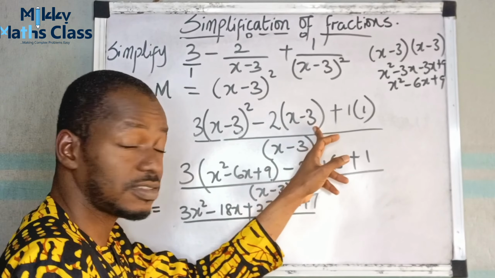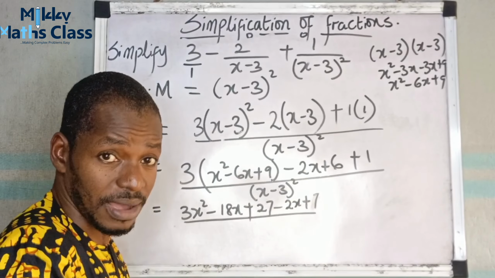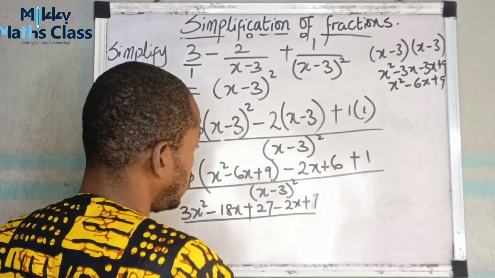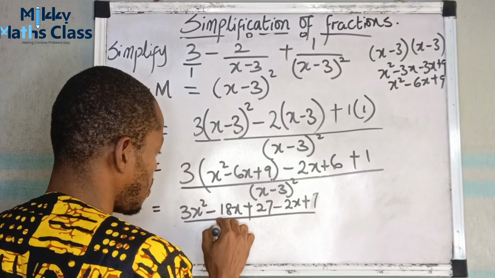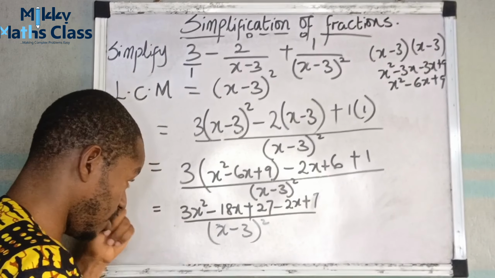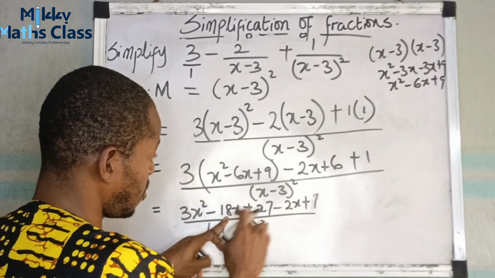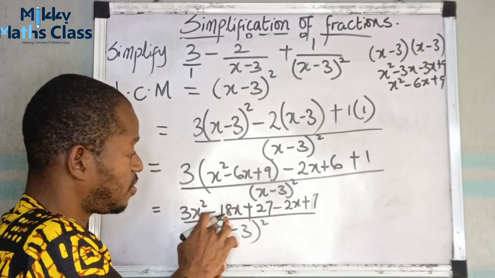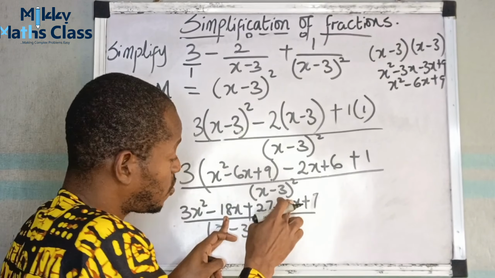Negative 2 times negative 3, that's positive 6. Minus times minus is positive. Okay, so this is x minus 3 all squared. So from here, let's collect like terms. This and this, negative 18x minus 2x will give us negative 20.